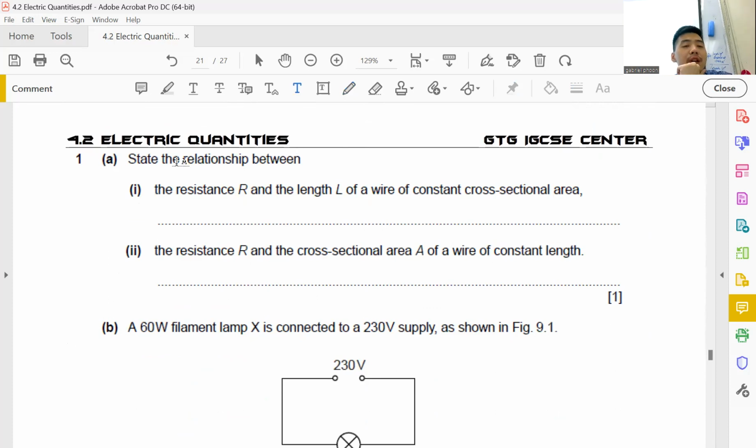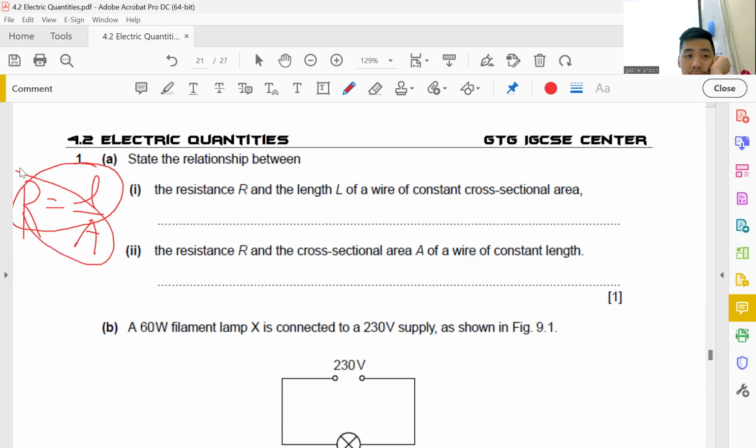First and foremost, they ask you to state the relationship between the resistance R and the length of a wire of constant cross-sectional area. What's the relationship between R and L? Every time you get these kinds of questions, you want to first put the formula for resistance of a wire to the side. R is equal to ρL over A, right? If you remember this formula, then obviously you can state your relationship. Resistance should be directly proportional to L, and resistance should be inversely proportional to area, right? Which builds your answer for these questions already.